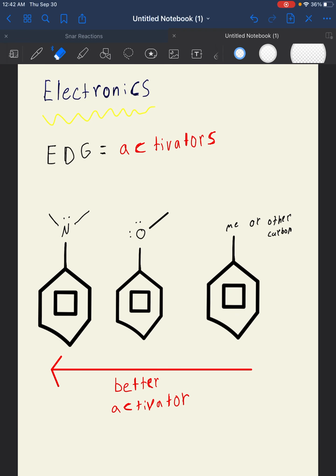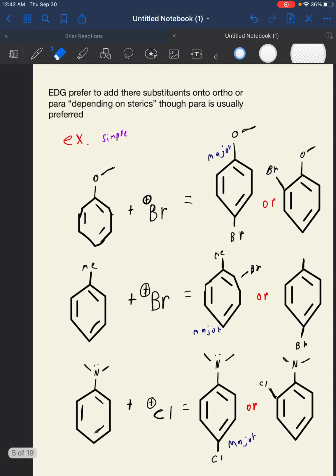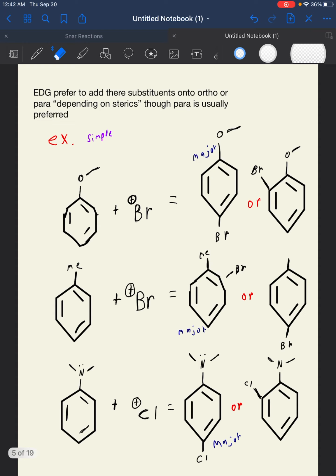So, electron donating groups are known as activators in EAS reactions. Your most common activators you're going to run into are nitrogen with a lone pair, oxygen with 2 lone pairs, or methyl or other carbon chains. Methyl or other carbon chains are going to be your weakest because they donate into the ring via inductive properties. Oxygen and nitrogen can actually donate that lone pair into the ring. Now, what does this mean? Why do we even care about this?